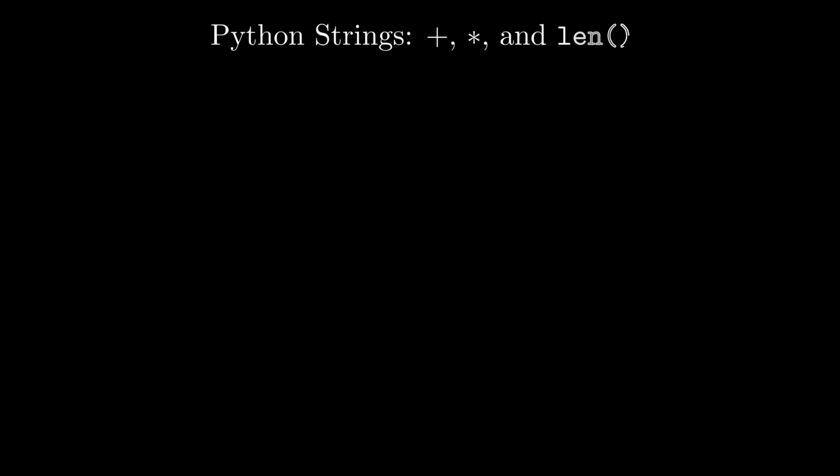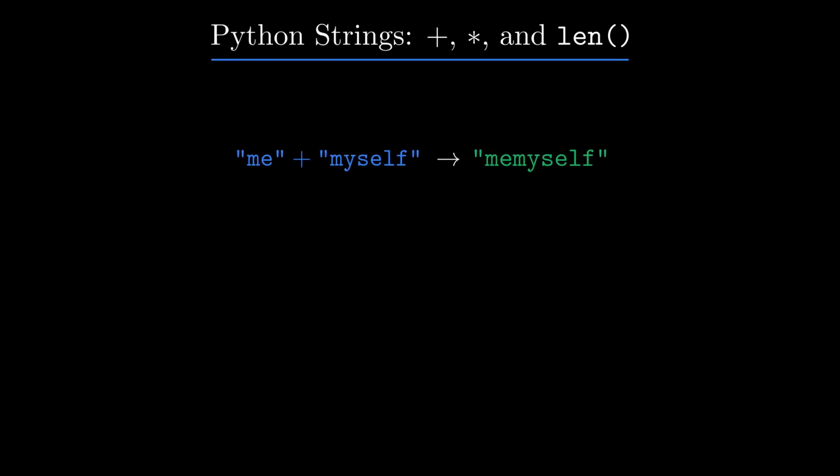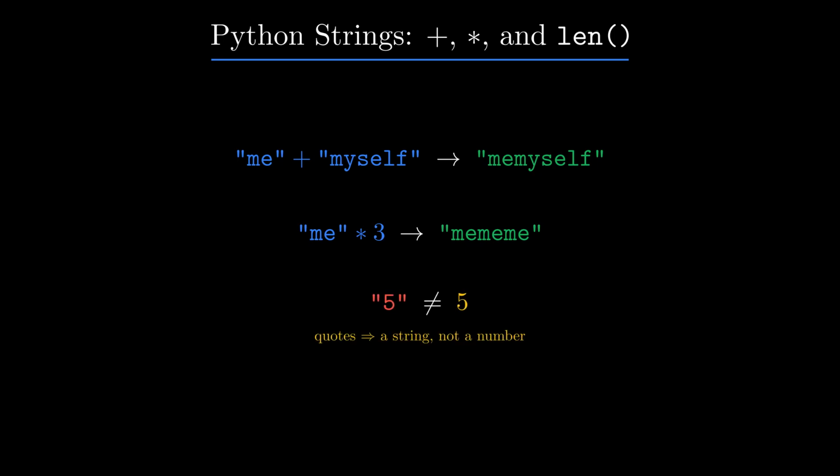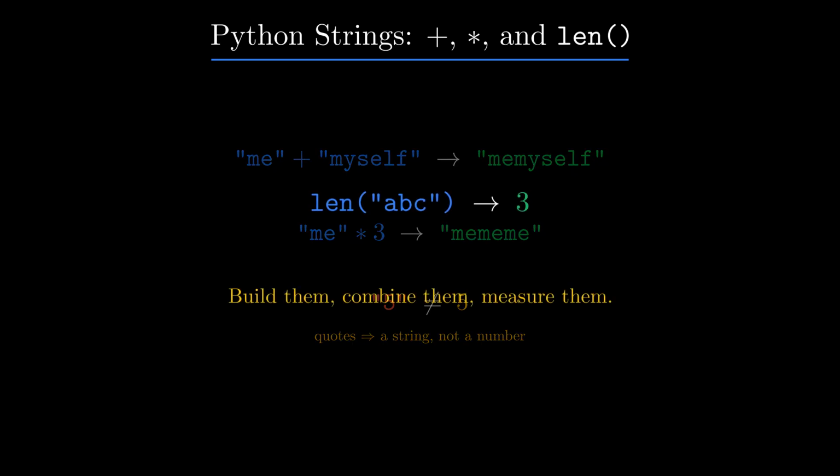In Python, plus can join the strings "me" and "myself" into one word, and the star can multiply a string by a number. But write quotes around a digit and Python no longer sees a number at all. This video covers strings: how to build them, combine them, and measure them.